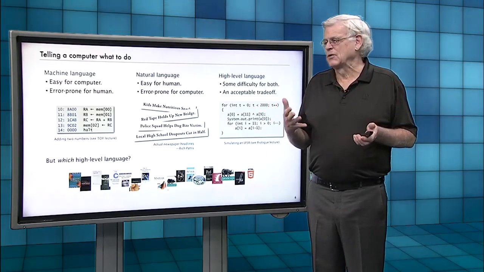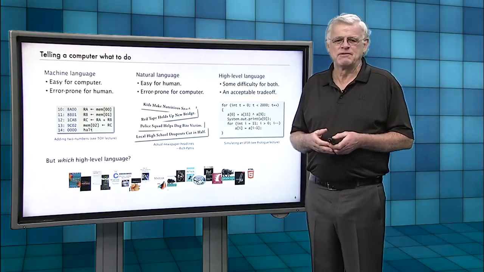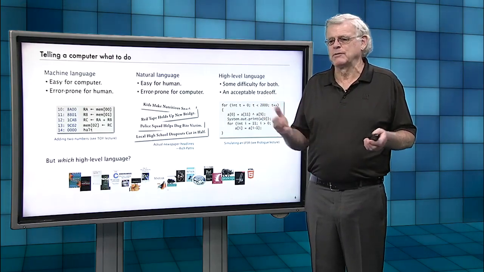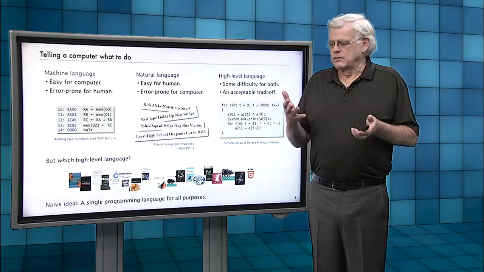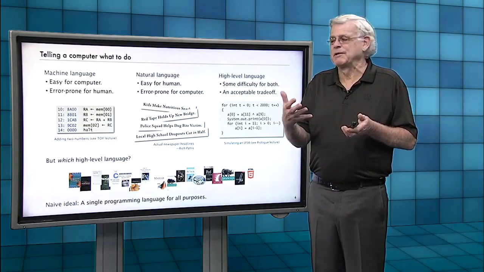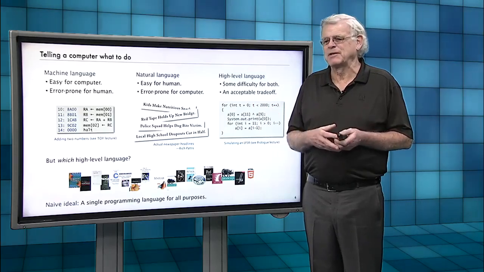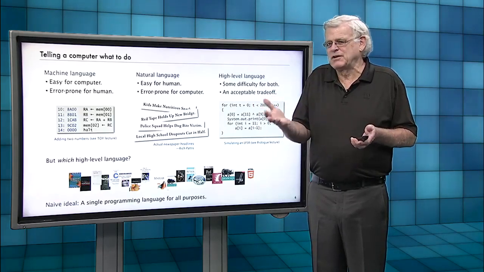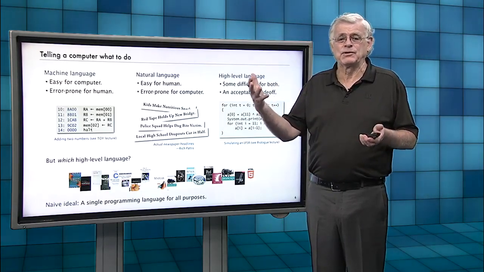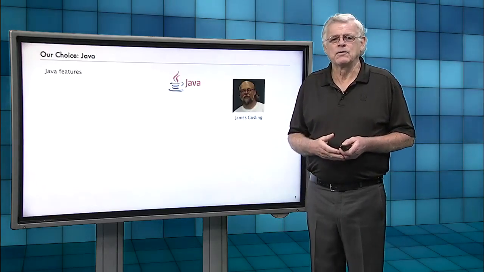Actually, there's a long, long list. There's hundreds and hundreds of high-level languages that have been developed. And one of our big choices in developing this course is choosing an appropriate one. And so, again, there's a naive ideal that there's a single programming language that works for all purposes. That's just not something that can be realized, and for the same kinds of reasons that there's no single natural language for us all to communicate with. We'll talk about that later again in the course.